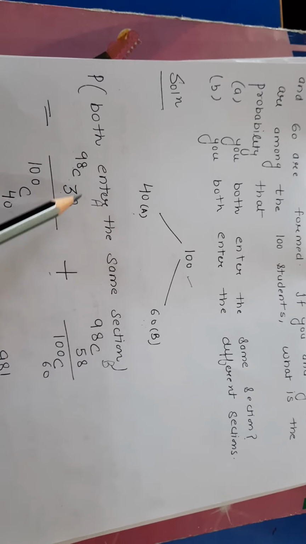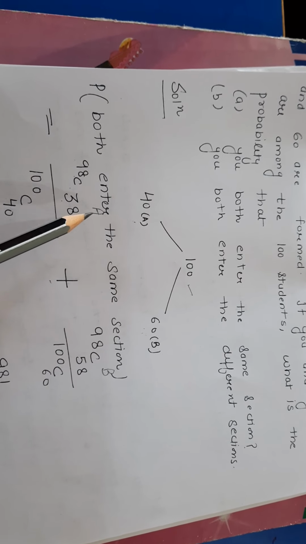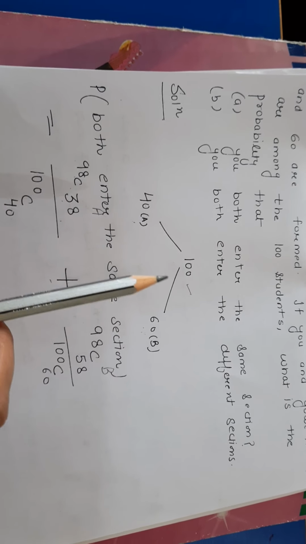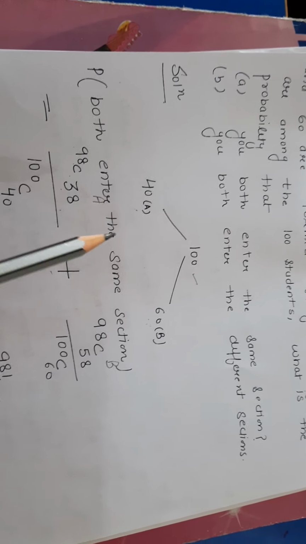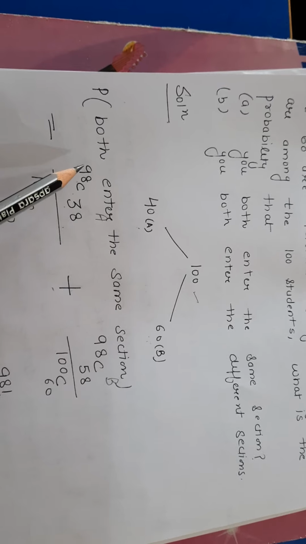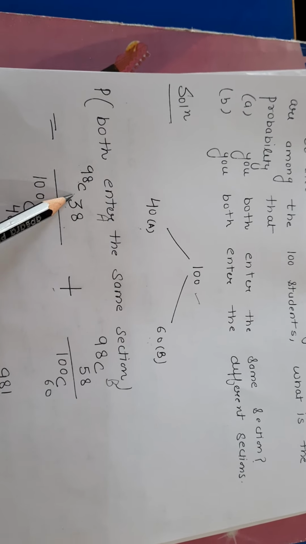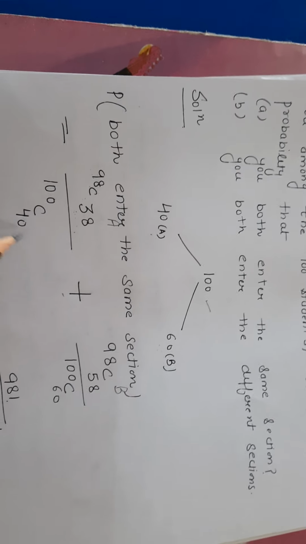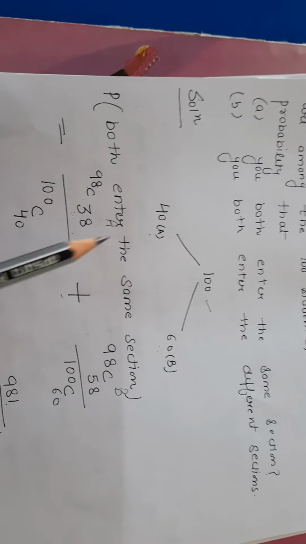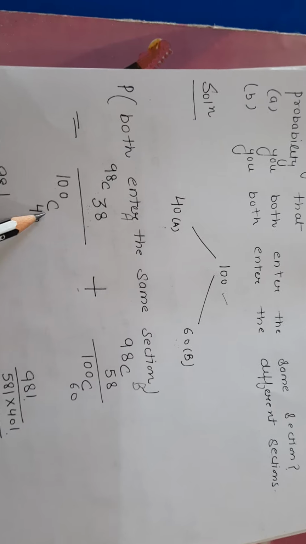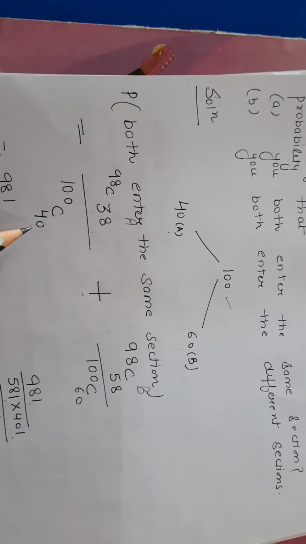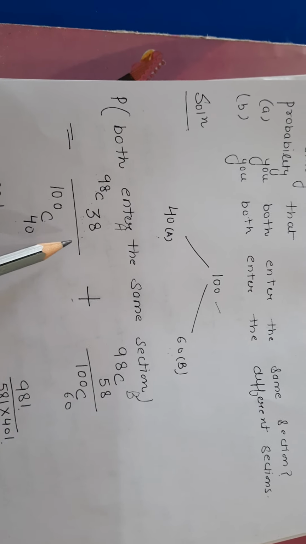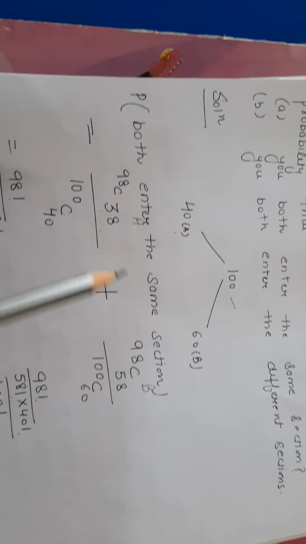Again, first you and your friend both enter section A. That means from 100 we have 2 students which are already in section A. So that means 100 minus 2, 98. From 98 now you have to select 38 students for section A, divided by the total outcome of sample space, total 100, and from 100 for section A you have to select 40 students. The 60 students which are left will automatically be in section B.